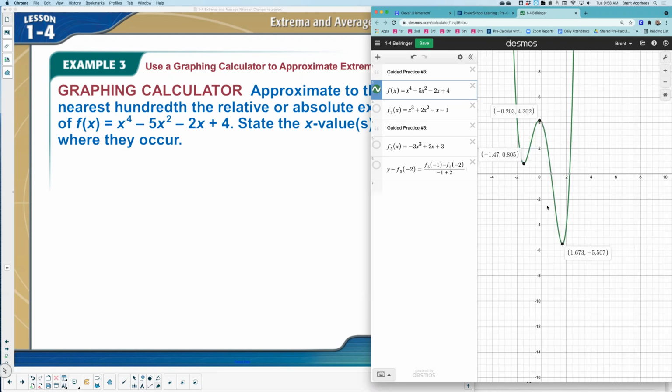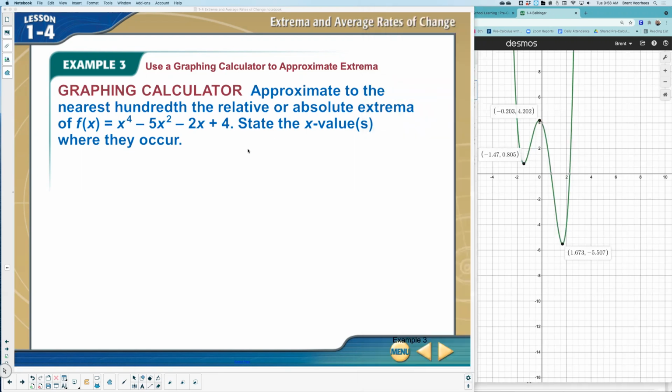So I have 3 extrema clicked here. And I read the problem. It says approximate, which just means round, to the nearest hundredth, the relative or absolute extrema of this graph. State the x values where they occur. Again, I'm going to write the answers in calculus form. So the first one, before I do this, it says to the nearest hundredth.